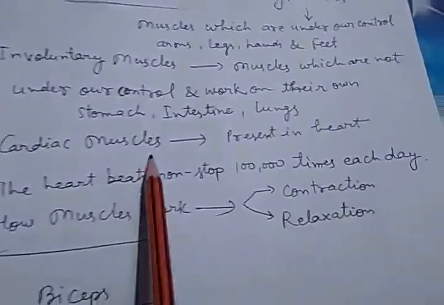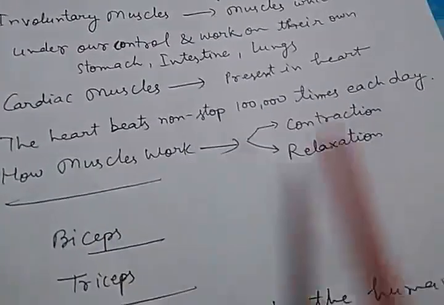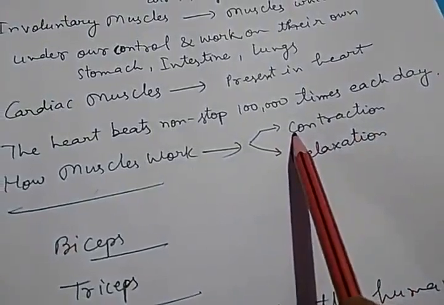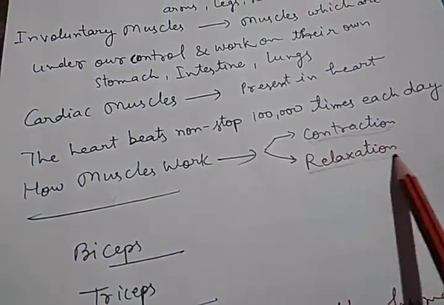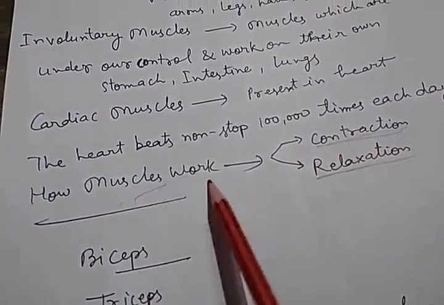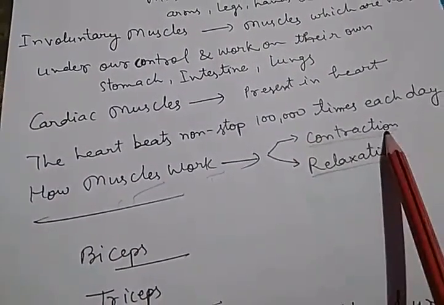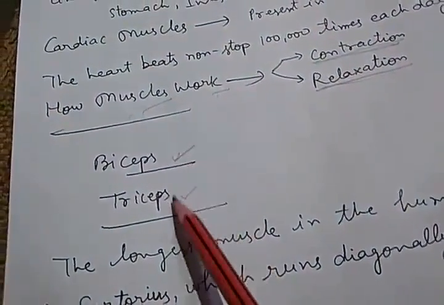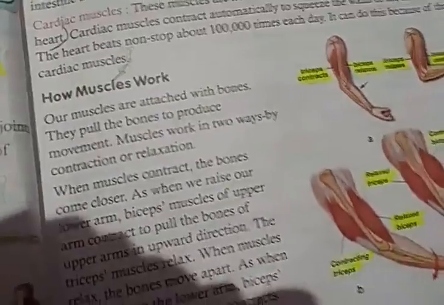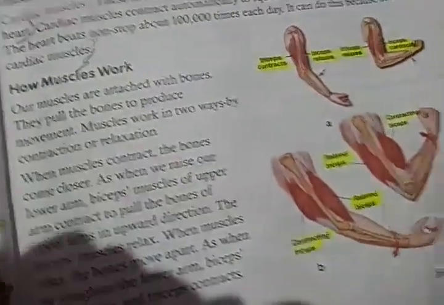Now we see how the muscles work. There are two reasons to work the muscles: contraction and relaxation. The muscles work on the principle of contraction and relaxation, and these two things also work here: biceps and triceps. Now look here, we can understand biceps and triceps with the help of these figures.